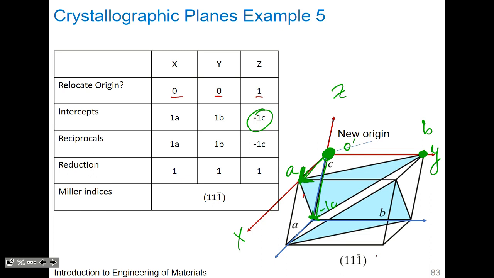So when we take reciprocals, 1 divided by 1 is just 1, 1 divided by 1 is 1, 1 divided by negative 1 is negative 1. When you reduce it, there should be a negative here, so sorry for the second clerical mistake. So it's 1, 1, bar 1, so you can write that this plane is the 1, 1, bar 1 plane. So the HKL is denoted as so.